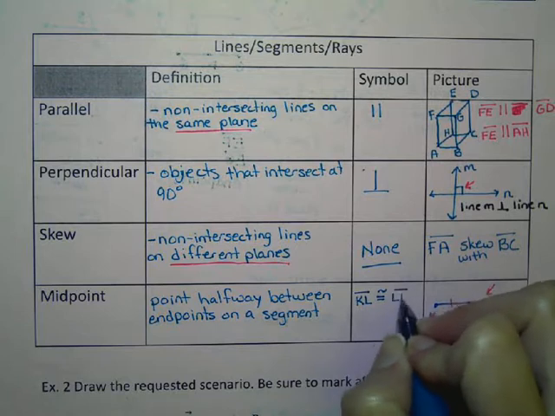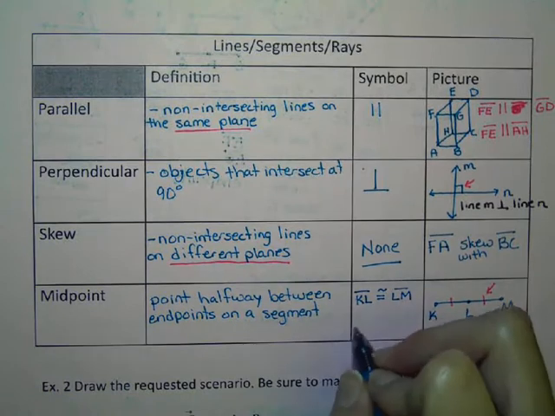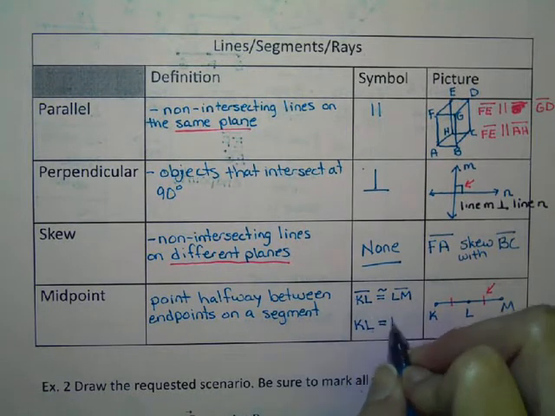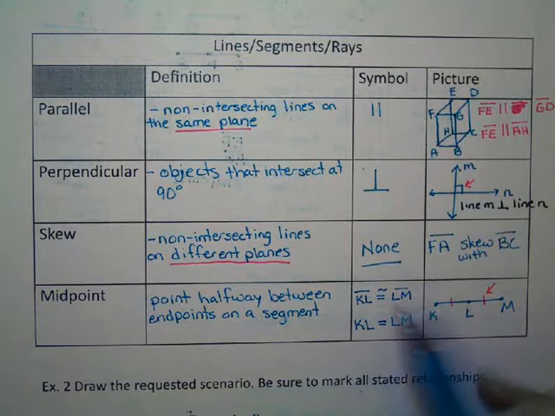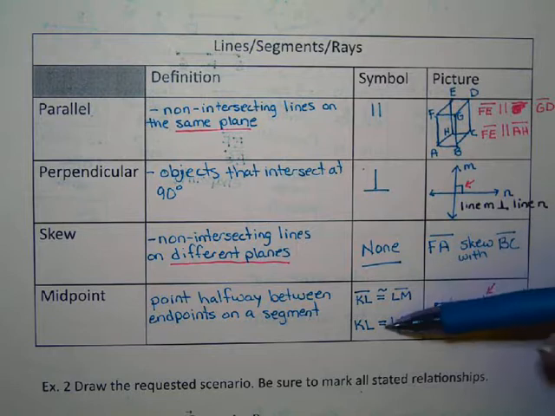So that's when they use the congruent symbol. If they just use the letters KL and put equals LM, that is another way to write it. This segment is equal to that segment, whereas this one is saying the segment is congruent. When they use the congruent symbol, they use the segment symbol. When they do equals, they're just saying the measure of this equals the measure of that.